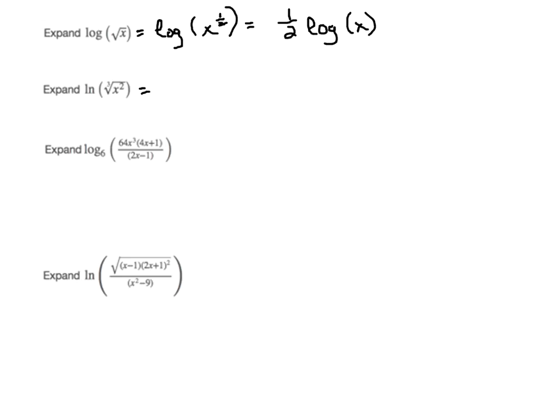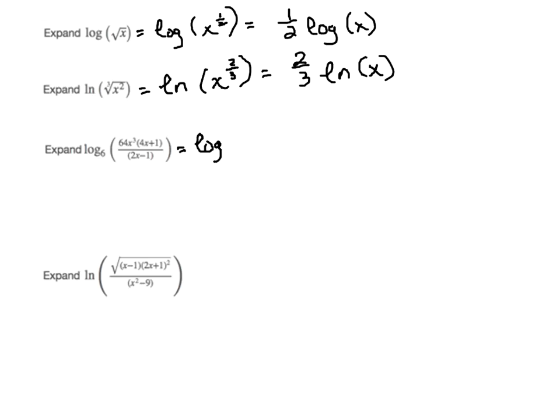Here I have the ln of the cube root of x squared. That's the same thing as the ln of x to the 2/3 power, which is the same thing as 2/3 times the ln of x.